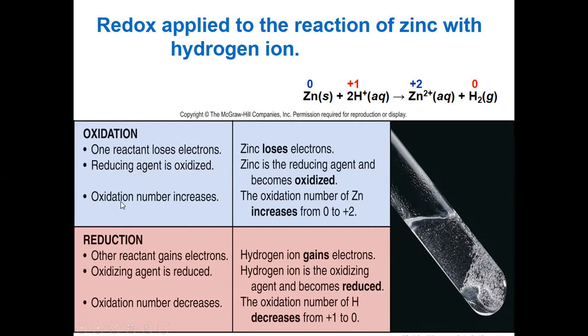This is very important. Oxidation number increases. Zinc loses electrons. Zinc is a reducing agent and becomes oxidized. The oxidation number of Zn increases from 0 to +2. While in case of reduction, the other reactant gains electrons. The oxidizing agent is reduced. Oxidation number decreases, so the hydrogen ion gains electrons. Hydrogen ion is the oxidizing agent and becomes reduced. The oxidation number of hydrogen decreases from +1 to 0.